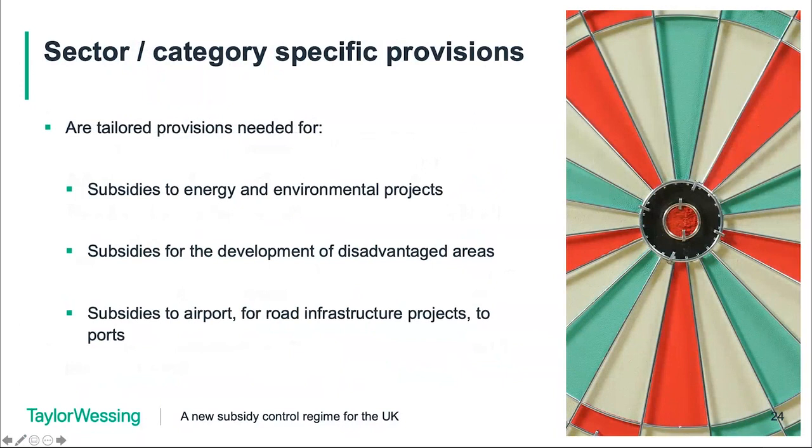The government is also considering whether there should be specific provision for certain type of subsidies, for example, subsidies to energy and environmental projects, subsidies for the development of disadvantaged areas, and subsidy to airports or for road infrastructure projects or to ports.